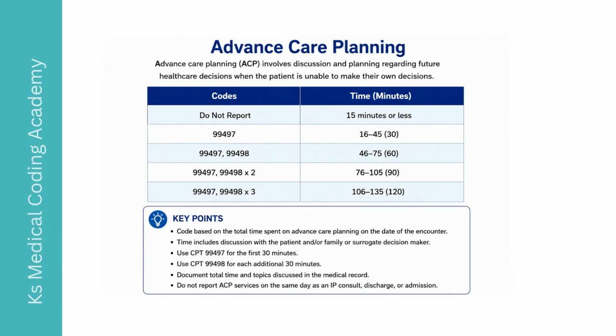Let's discuss Advance Care Planning, or ACP. These services help patients and families make informed decisions about future medical care if the patient is unable to communicate their wishes later. Coding is based on the total time spent in discussion on the date of the encounter. If the discussion lasts 15 minutes or less, do not report an ACP code.